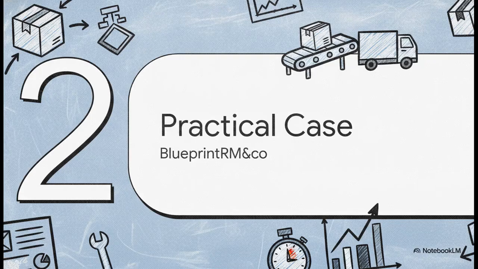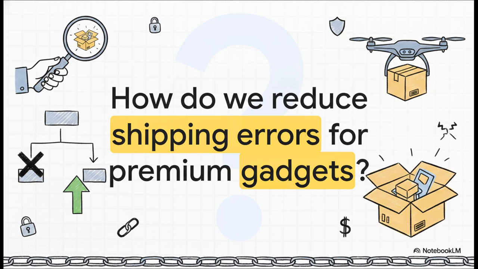Section 2. Practical case, BlueprintRM&Co. All right, let's imagine we're working with BlueprintRM&Co, which is a premium e-commerce logistics environment. The goal here is absolutely critical. How do we reduce the number of shipping errors for high-end design gadgets? When you're shipping premium, really expensive items, every single error damages the brand and, quite frankly, costs a fortune. So we need a bulletproof solution.